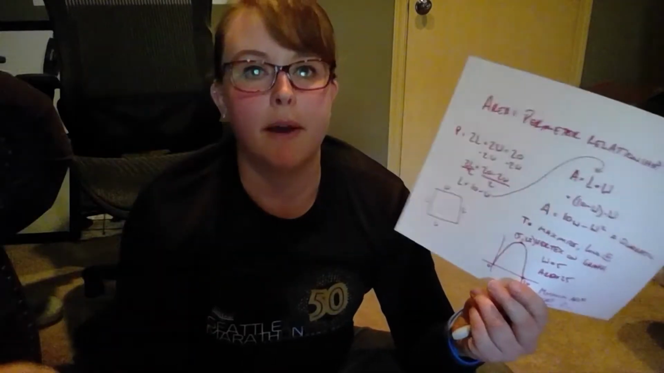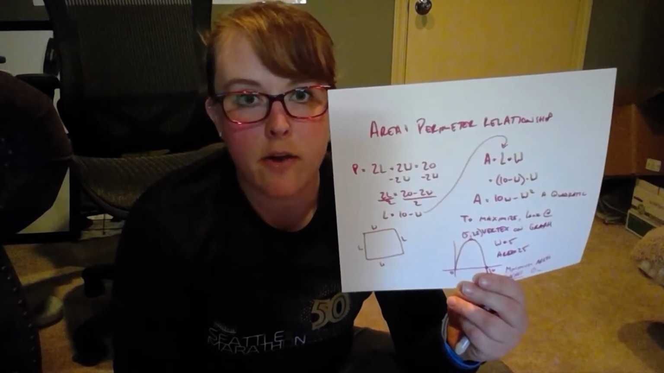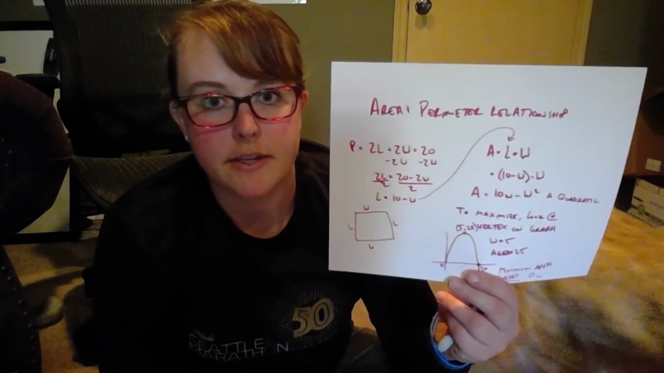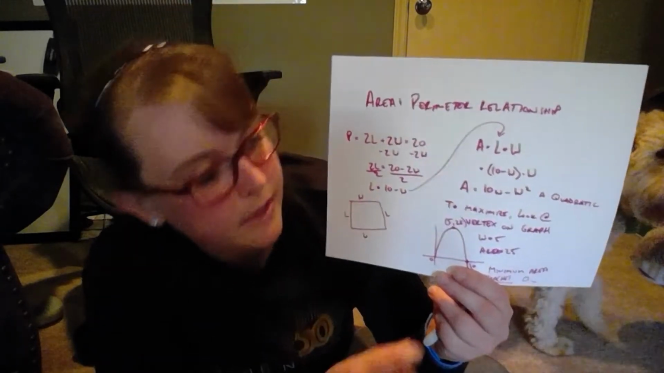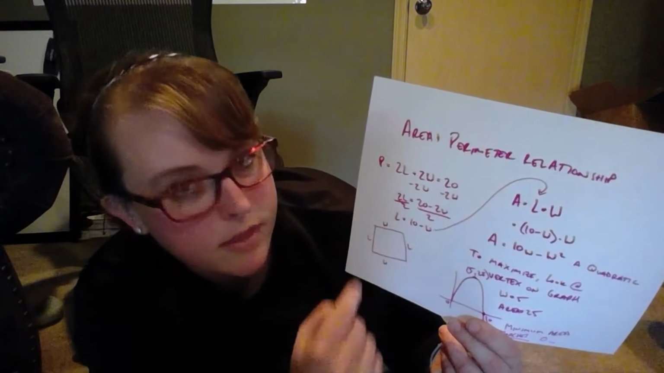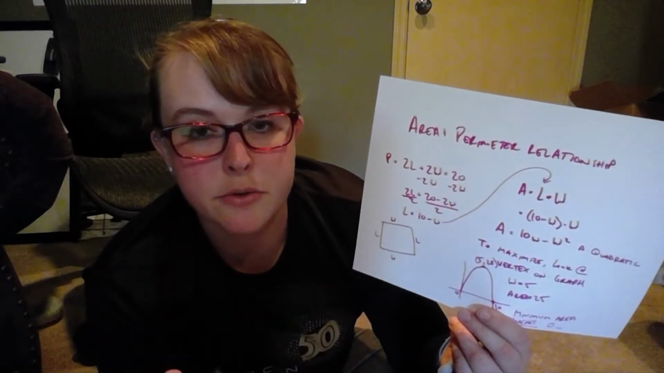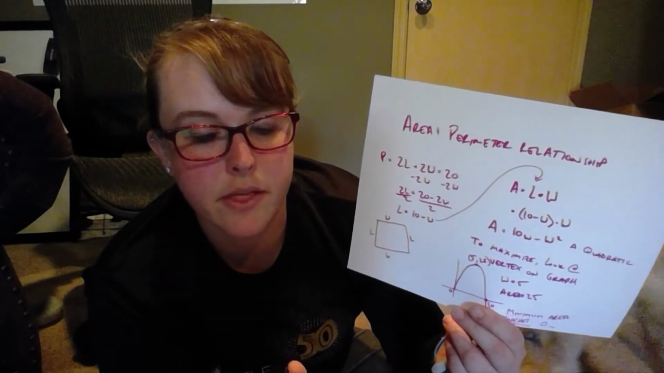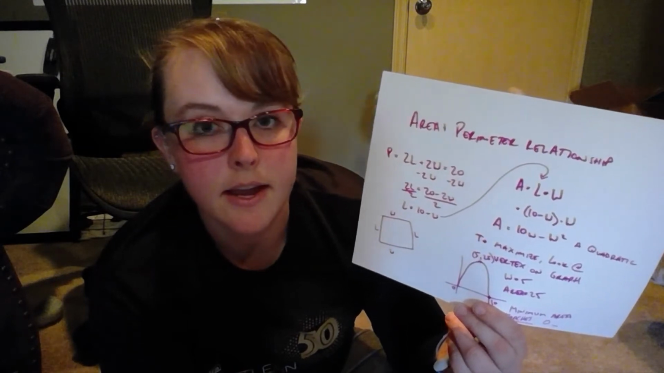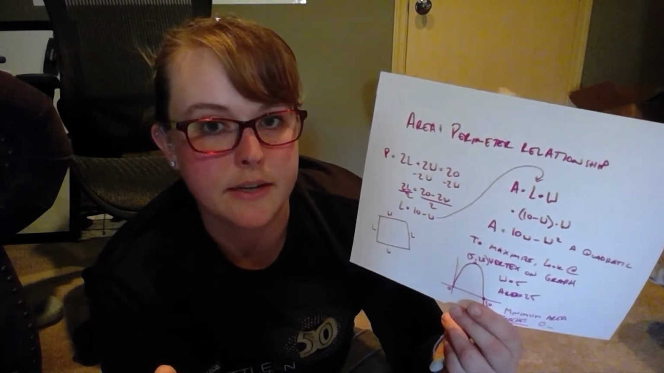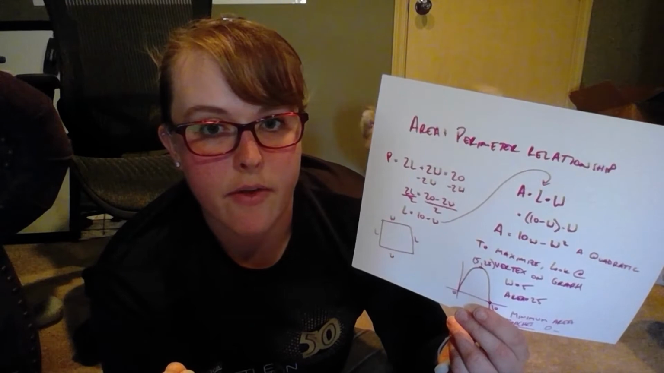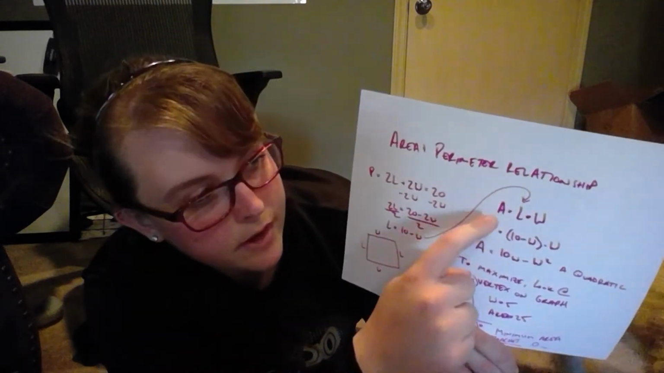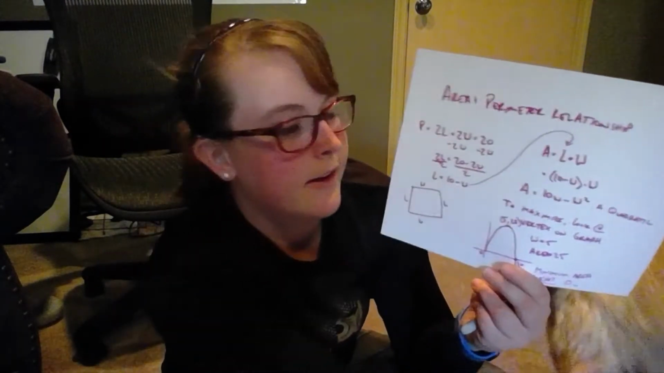Okay, so the math behind it. Let's look at how area and perimeter are related for rectangles. Perimeter, with length and width, would be 2L plus 2W, so 2 of the length and 2 of the width added together. In this case, we know it's going to equal 20. We also know area is length times width.